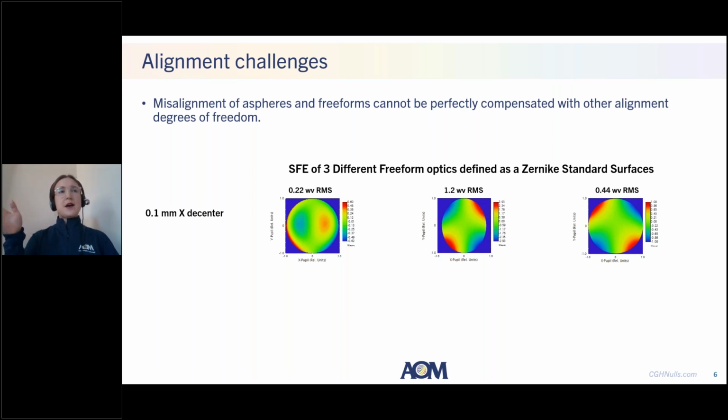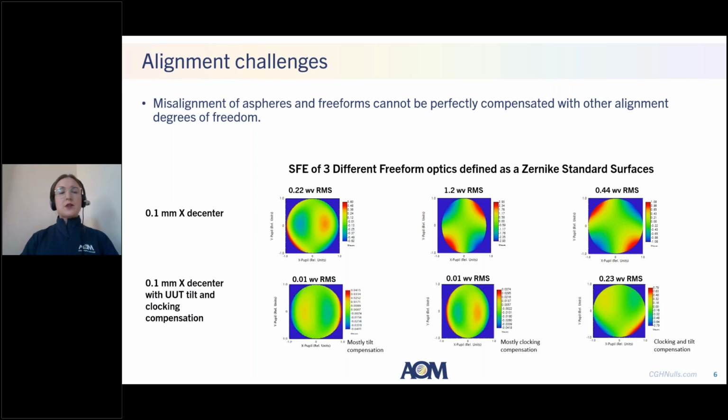If we were to actually set this up and only have our interferogram as our feedback, we might think that there's a tilt error, or we might try to compensate for this decenter with tilt or clocking. And so what I show below here is the residual surface figure error that you would see if we attempted to compensate for this decenter by tilting and clocking our test optic. And you can see that we can't perfectly compensate for this decenter error, and that the amount that we can compensate also varies wildly depending on the test optic and the measurement geometry.